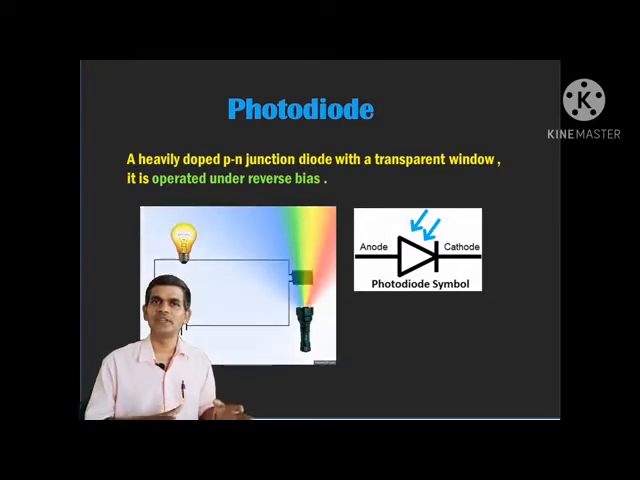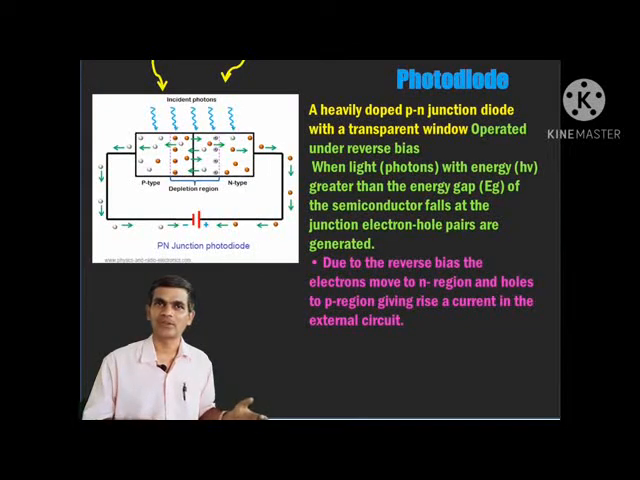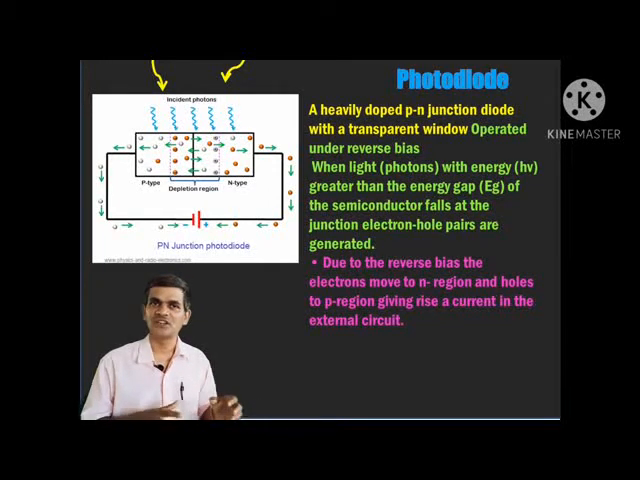It is a heavily doped PN junction diode with a transparent window, operated under reverse bias. When light photons with energy h nu greater than the energy gap of the semiconductor fall on this junction, electron-hole pairs are generated at the junction. It conducts, and due to the reverse bias, electrons move to the n region and holes move to the p region, giving a current in the external circuit.